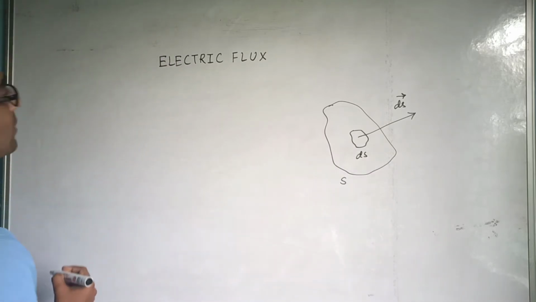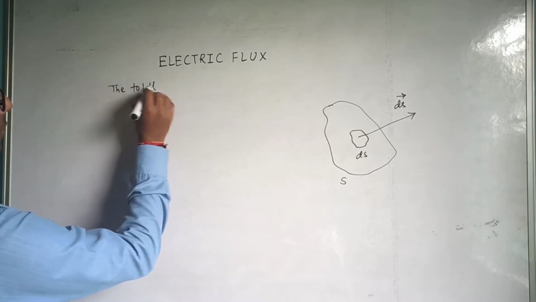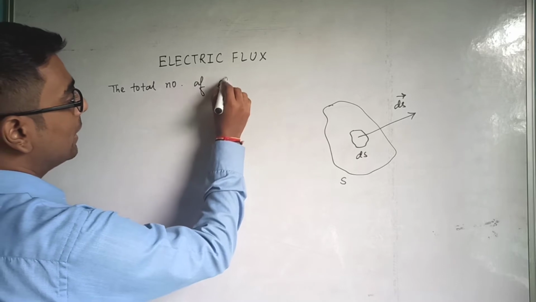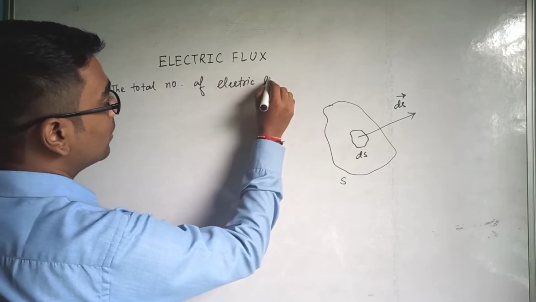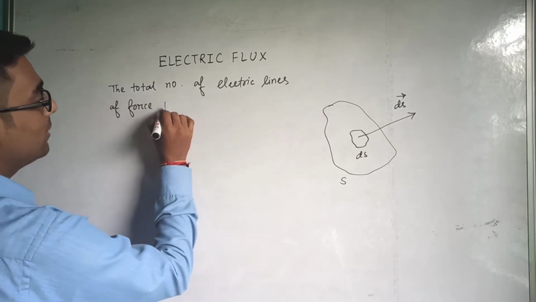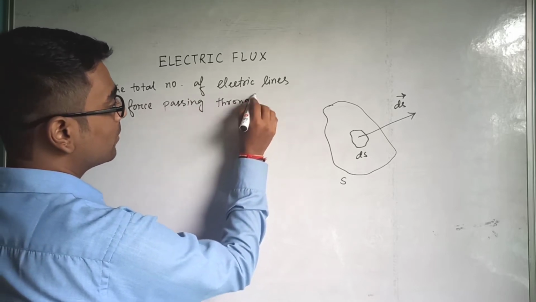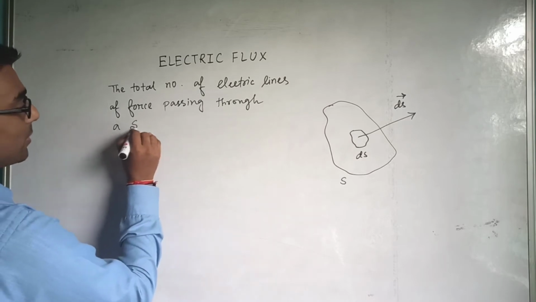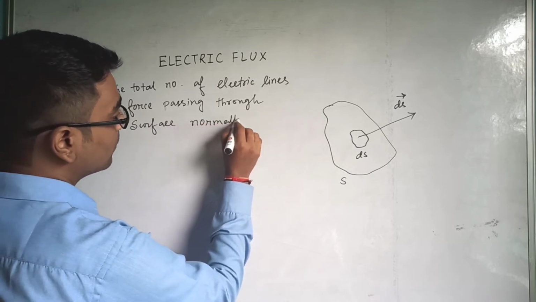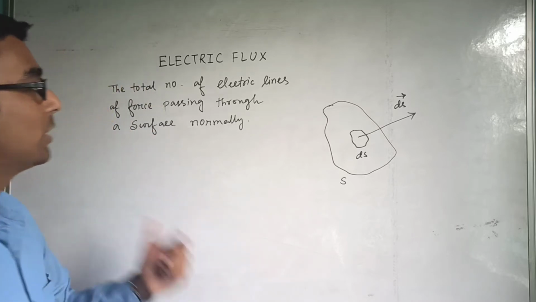So electric flux is stated as the total number of electric lines of force passing through a surface normally. That means the total number of electric lines of force that pass normally through the surface.